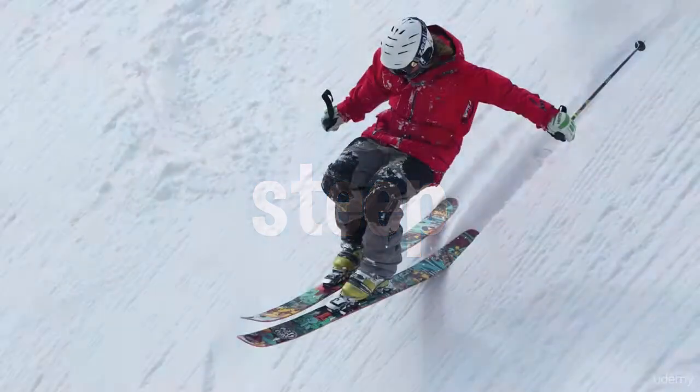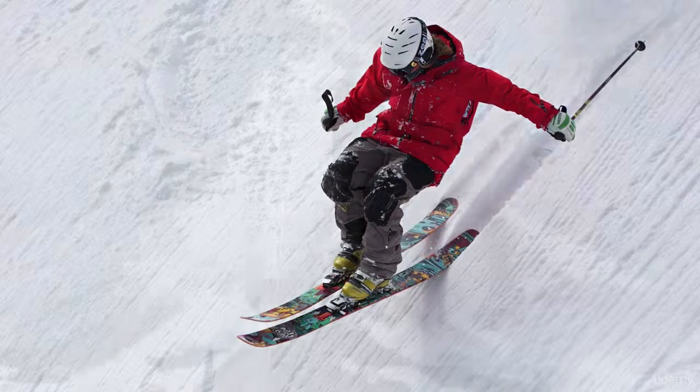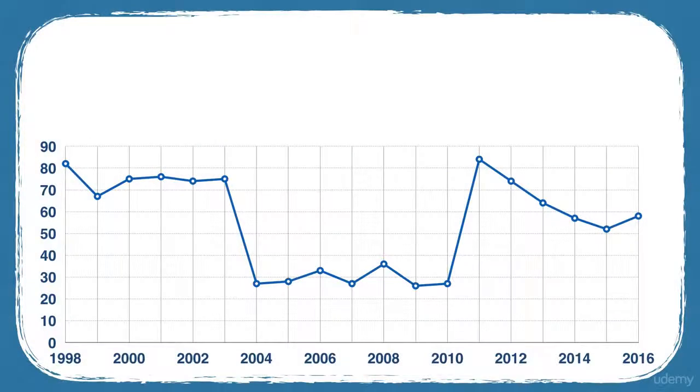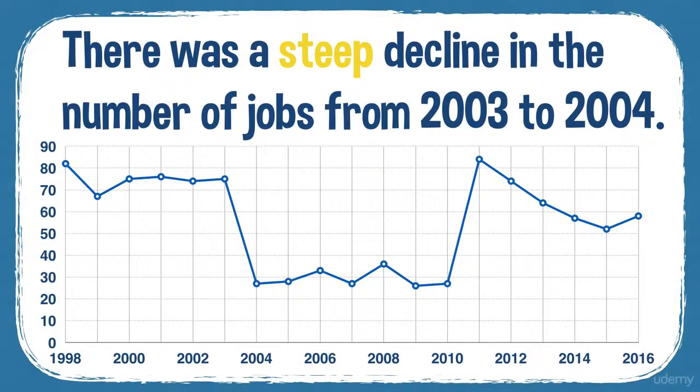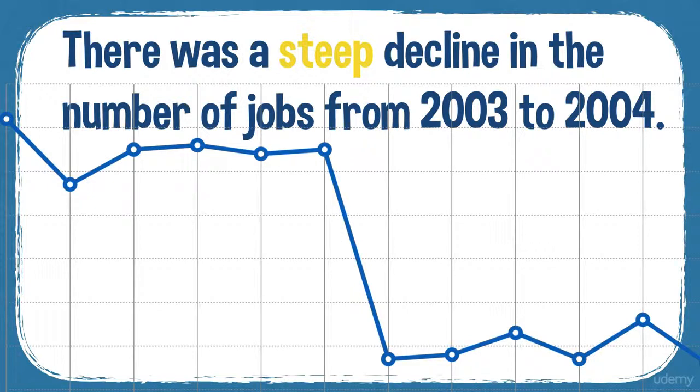Steep is your next word, steep. Something that is steep is almost vertical. So, for example, here's a skier skiing down a steep mountain slope. And here's a steep mountain peak. This is the Matterhorn. So, for example, there was a steep decline in the number of jobs from 2003 to 2004. There's a steep decline.